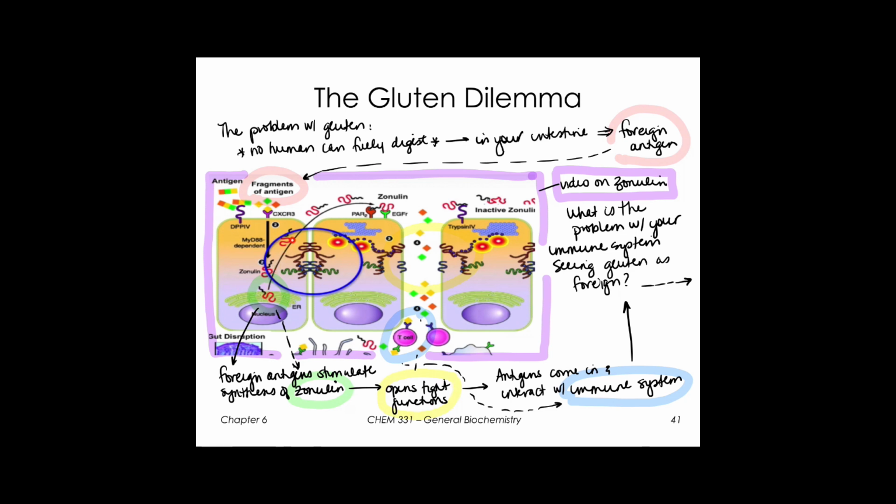So again, zonulin is going to come up here. You don't need to worry about how it happens, but it binds to another external receptor and stimulates the release of this tight junction. So we open up these tight junctions, and this allows the antigens to come in and interact with components in our immune system. They interact with T cells here, and it's going to launch an antibody response.